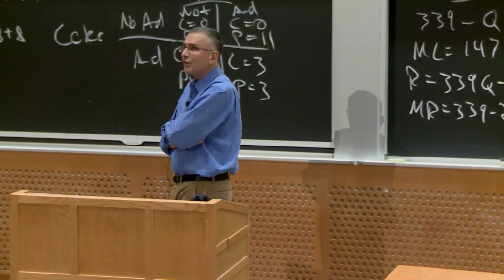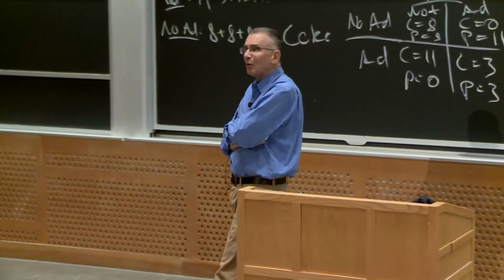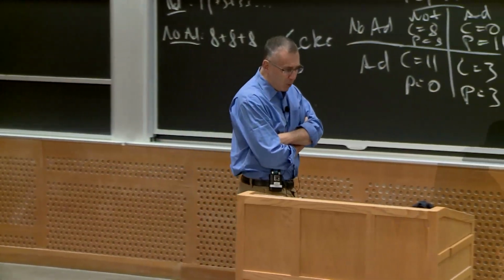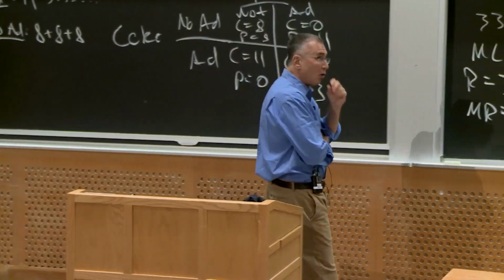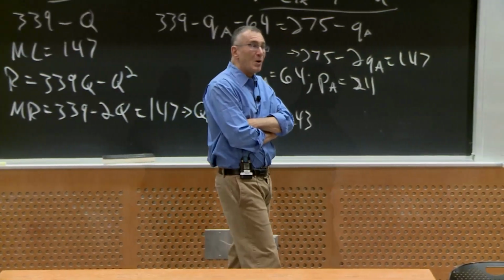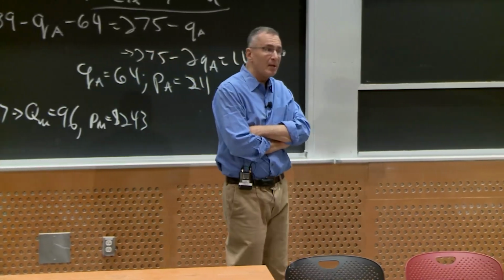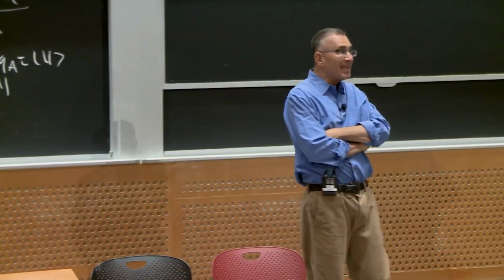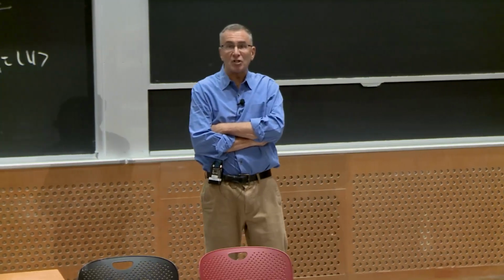If those two curves intersect, we have equilibrium. The Cournot equilibrium here is at the point 64-64. Why? Because that is the one point where, given what United's doing, American doesn't want to change its strategy. And given what American's doing, United doesn't want to change its strategy. Yeah?